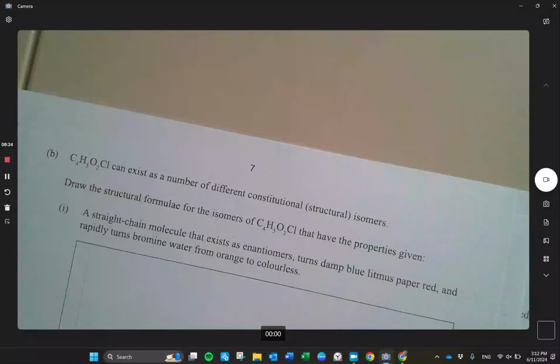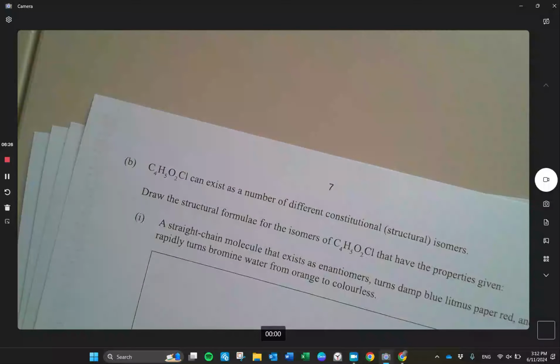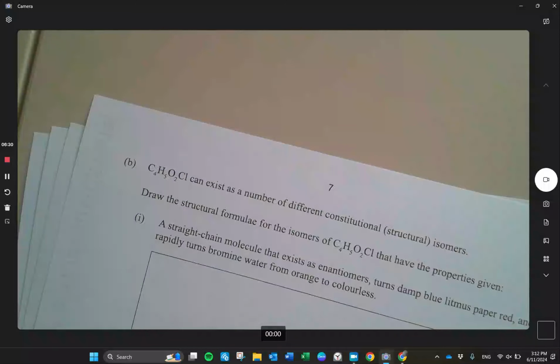I photocopied them hopefully correctly. What are you doing? That's the marking schedule. We're still on this. Oh, still same page. Great. Amazing. Because I was confused.